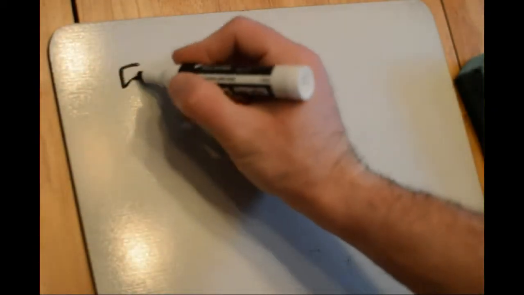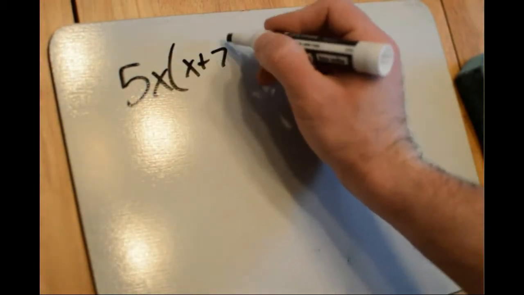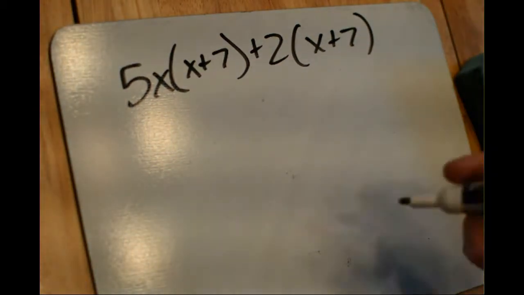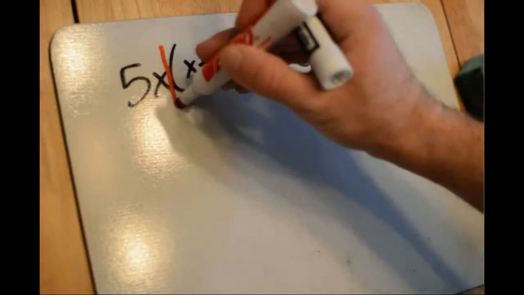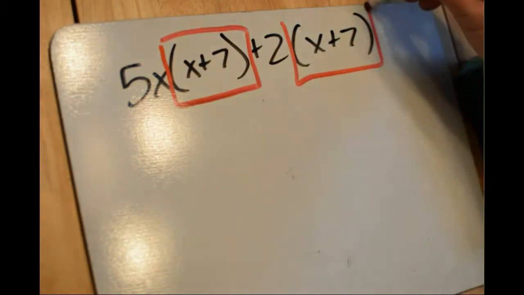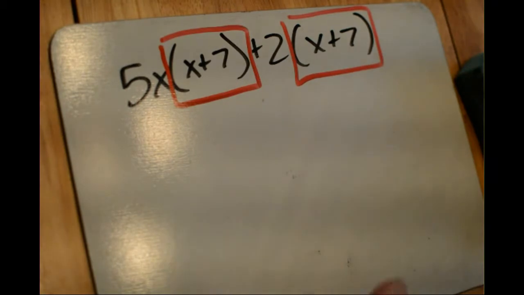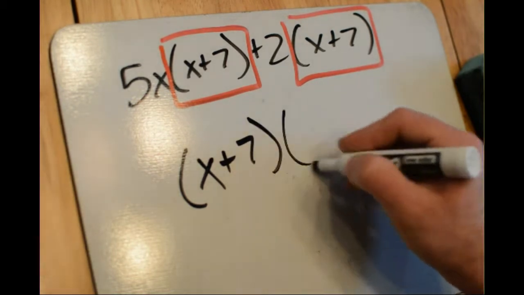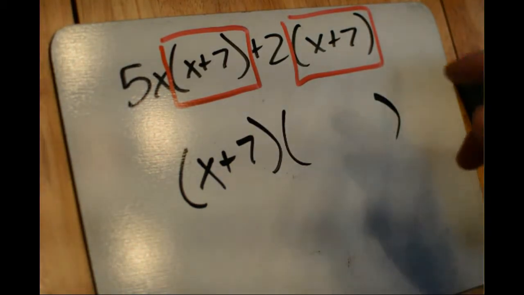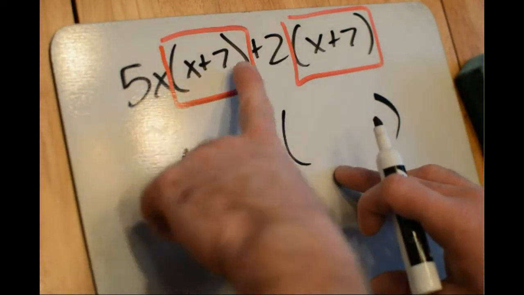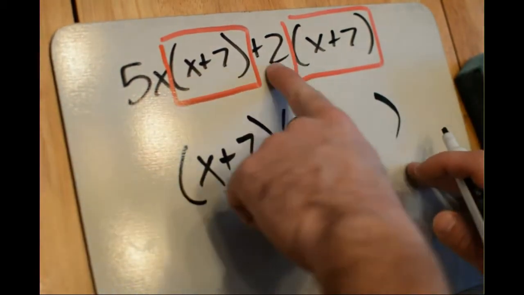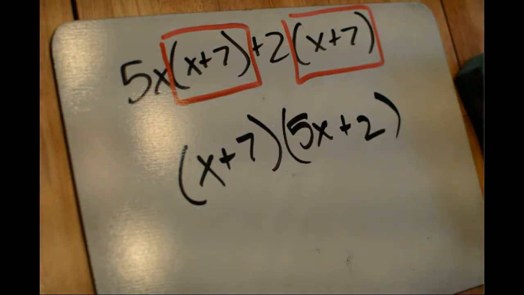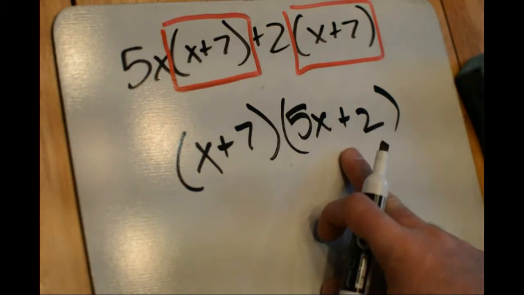So for example, if I have 5x times x plus 7, plus 2 times x plus 7, those two terms have this common factor, this quantity x plus 7. And you can tell that they have that in common because of the parentheses. So it's parentheses x plus 7. That is its own quantity. So I'm going to divide out that x plus 7, factor it out to the outside of some parentheses. And what do I have left? Well, I had 5x, took that away, so now I have 5x. I had 2, took that away, so now I have plus 2. So I factored out the x plus 7, and I'm left in this quantity with 5x plus 2.